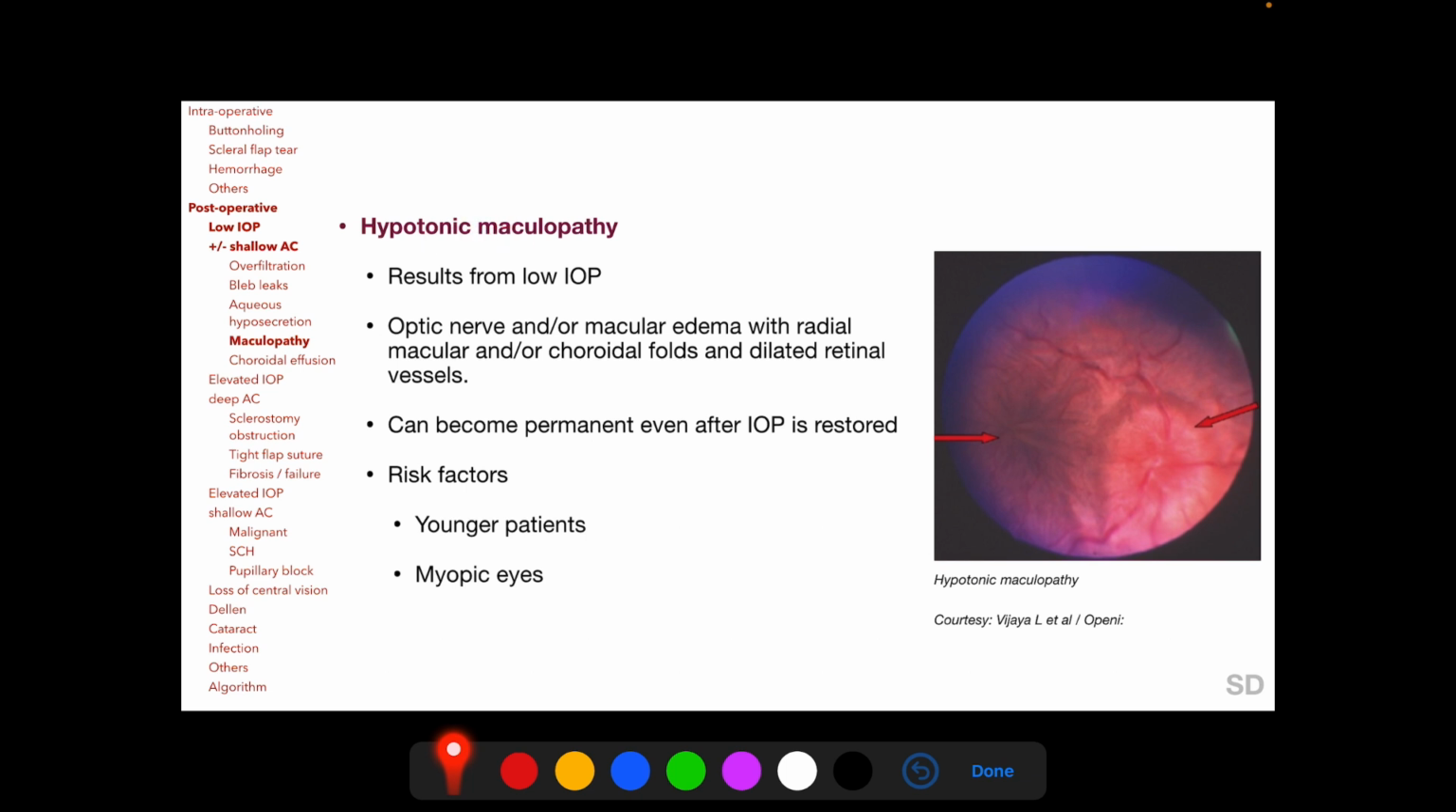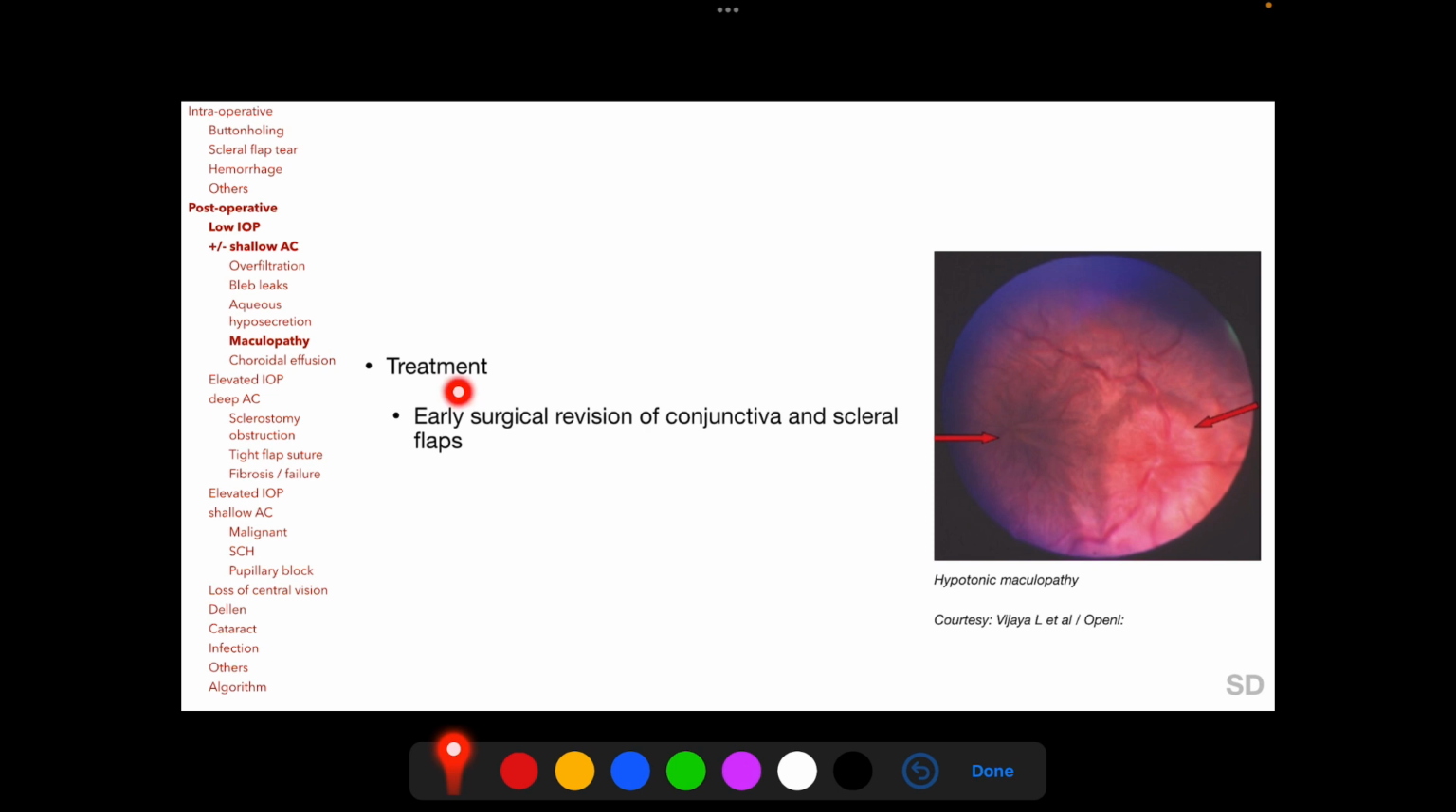Hypotonic maculopathy results from low intraocular pressure, as we have discussed, and it presents with edema of the optic nerve and/or macula as seen here in this photograph, with macular and/or choroidal radial folds and dilated retinal vessels. In this situation, if IOP is not restored promptly, hypotonic maculopathy can become permanent. Risk factors include young age and myopia, and in this group of patients with low IOP, hypotonic maculopathy is more common than choroidal effusion. Treatment of hypotonic maculopathy is early surgical correction of the cause of low intraocular pressure.